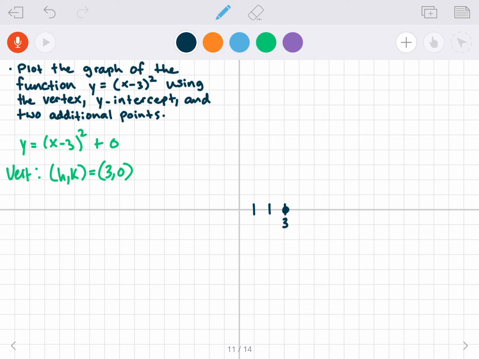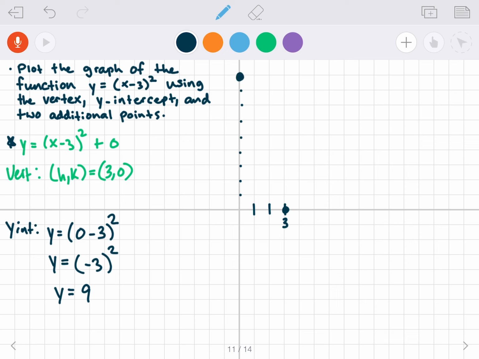And then we're going to go ahead and find the y-intercept, and then we'll find the other points. So the y-intercept happens when x is 0. So I'm just going to take this function and plug in 0 where I see an x and solve, or evaluate rather. So our y-intercept turns out to be -3 squared, which is 9. So when x is equal to 0, y equals 9. 1, 2, 3, 4, 5, 6, 7, 8, 9. Here we go. So that's my y-intercept.